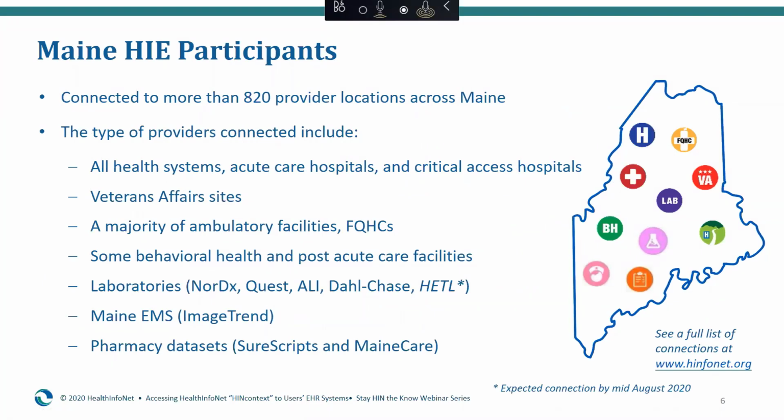HealthInfoNet is connected to more than 820 provider locations across the state, including all health systems, acute care hospitals, and critical access hospitals, in addition to VA sites, federally qualified health centers, behavioral health facilities, laboratories, Maine EMS, and more.